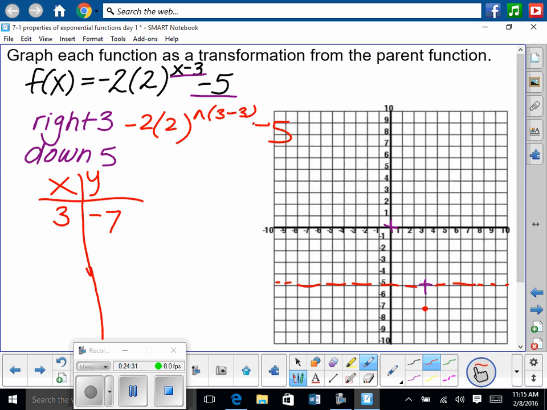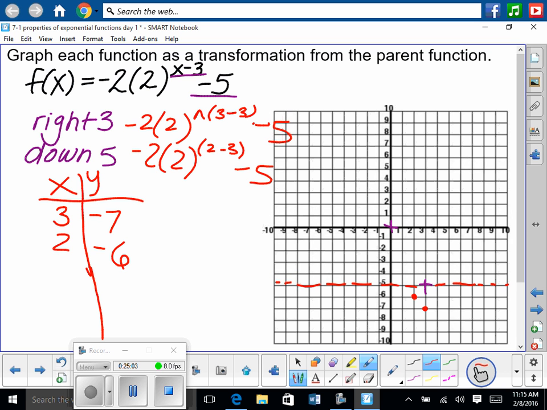Now you could have thought of it like this. Isn't this our new origin? Didn't we usually plot our initial value? Yeah. And our initial value was -2. So didn't we go down 2 from there? But if you didn't do that, you could just plug in a bunch of values. Okay, let's plug in 2. What do you get? So you're doing -2 times 2 raised to the parentheses 2 minus 3, minus 5. Type it in. -6. Okay? So we're going to go over to 2 down to -6.